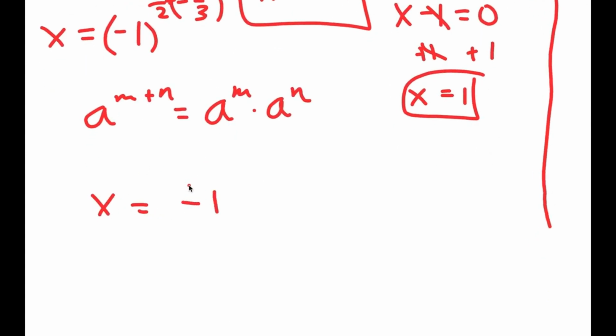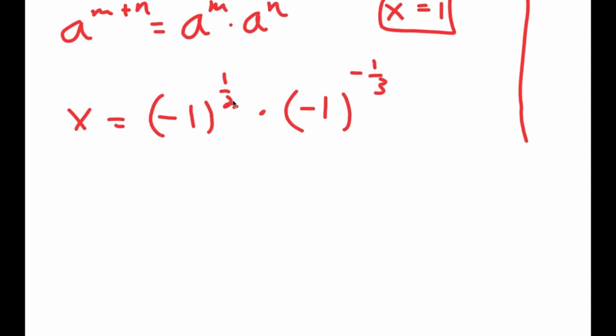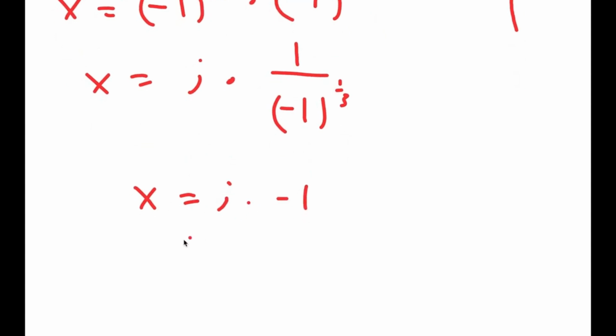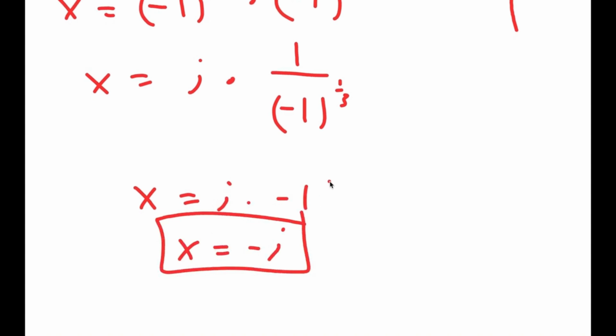So this is going to equal negative 1 to the power of 1/2 times negative 1 to the power of negative 1 over 3. Negative 1 to the power of 1/2 is the square root of negative 1, which is equal to i. So we get i times negative 1 to the power of negative 1 over 3, which is the same thing as 1 over negative 1 to the power of 1 over 3, which is equal to negative 1. So I get i times negative 1, which is equal to negative i, which is my final solution.